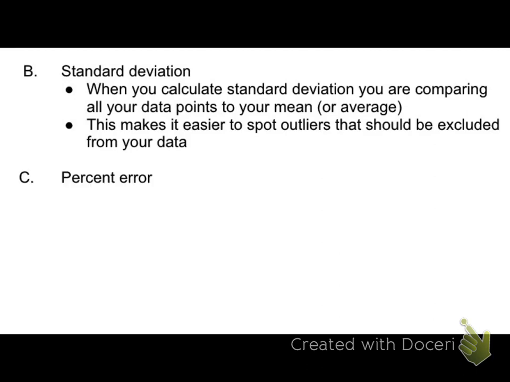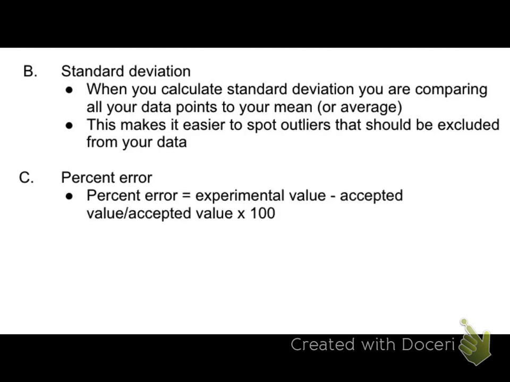And then finally, percent error is something that we're going to use. Percent error you've done in chemistry. It's your experimental value minus your accepted value divided by the accepted value and then times 100 to turn it into a percentage. Percent error gives you an indication of your accuracy.